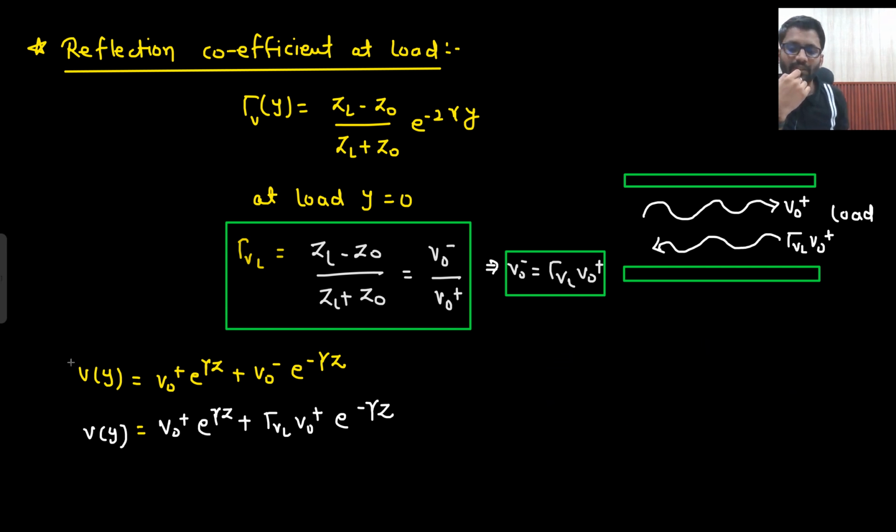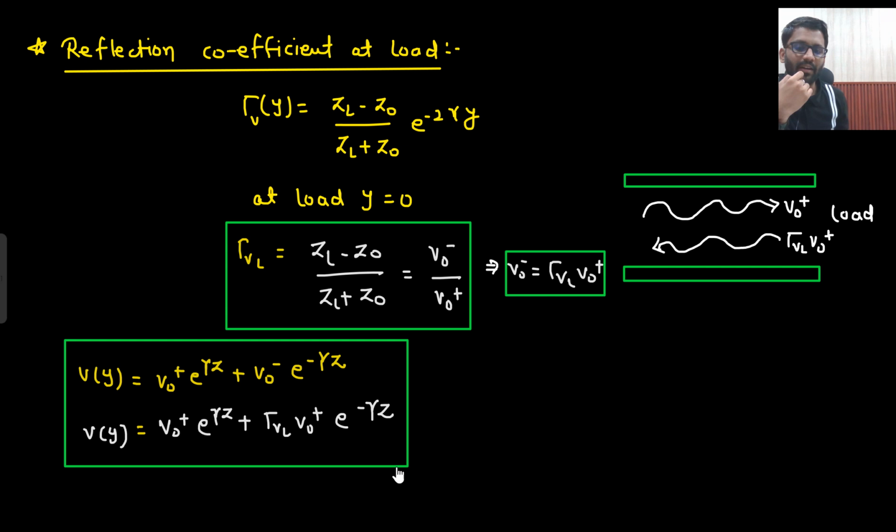Okay. So this is one of the expressions that we need to keep in mind, that V0 minus can be written as gamma voltage reflection coefficient at load, V0 plus e to the power minus gamma z, where gamma VL is equals to ZL minus Z0 upon ZL plus Z0. Gamma Vy is equals to V0 plus e to the power gamma y.